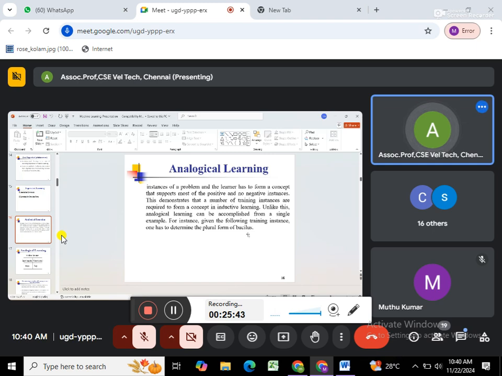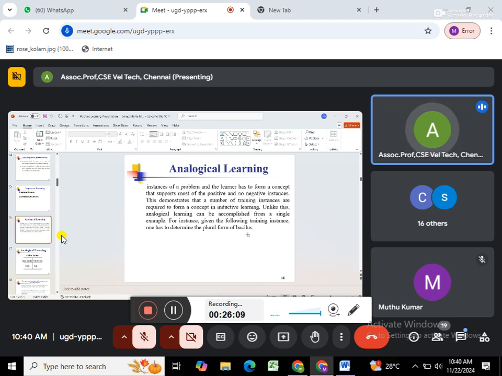Does anyone know the number of instances? What is the purpose of doing this? What is the purpose of doing our research? Our aim is to reduce the negative instances and improve the positive instances. How many positive instances do we have? Then we have to go for analogical learning: how many positive instances are we going to produce in our research results?